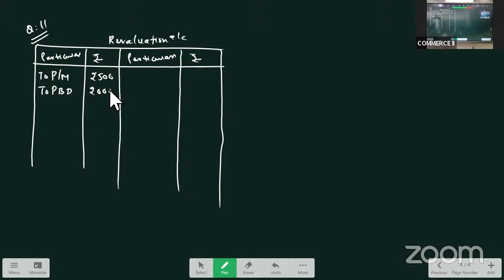Then building is valued at 40,000. Building appearing in the books is 30,000. Now it is valued at 40,000. So there is an appreciation of 10,000. Appreciation is a gain, so I'll take it on the credit side. Right? Anything else? No. So let us close this.